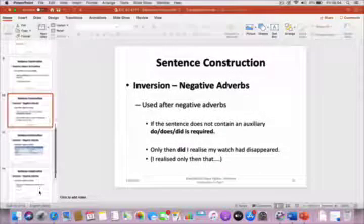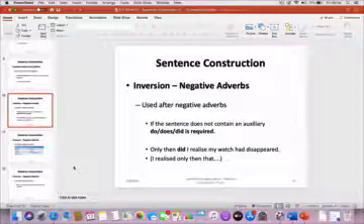Inversion we use after negative adverbs. In this case here, if the sentence does not contain an auxiliary, then we do need to use do, does, or did. Only then did I realise my watch had disappeared. I've inverted because only is a negative adverb. What I'm basically saying is I realised only then that my watch had disappeared.